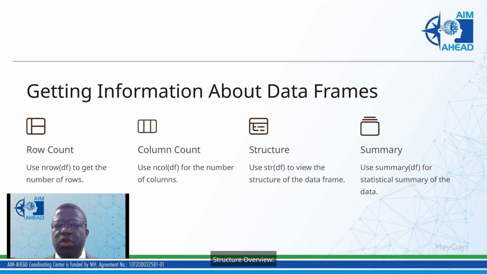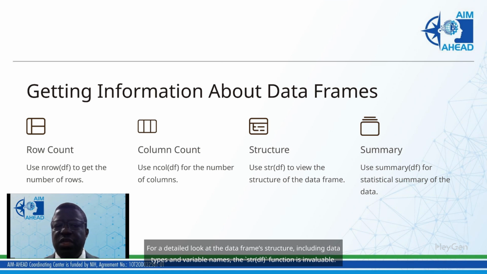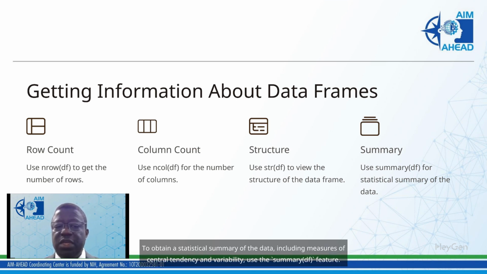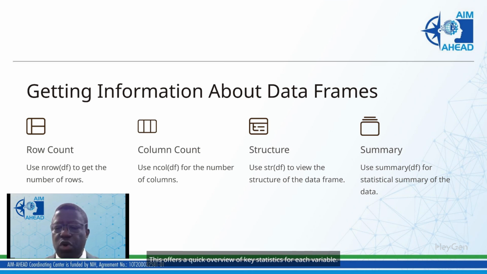3. Structure overview. For a detailed look at the data frame structure, including data types and variable names, the str(df) function is invaluable. It provides a concise summary of each column's content and type. 4. Summary statistics. To obtain a statistical summary of the data, including measures of central tendency and variability, use the summary(df) function. This offers a quick overview of key statistics for each variable.